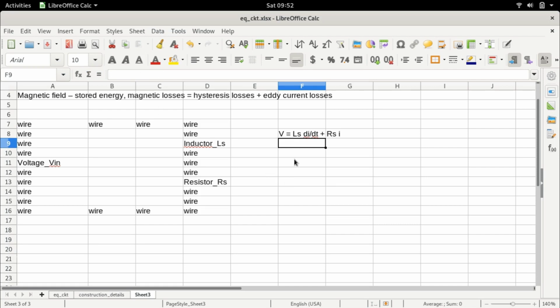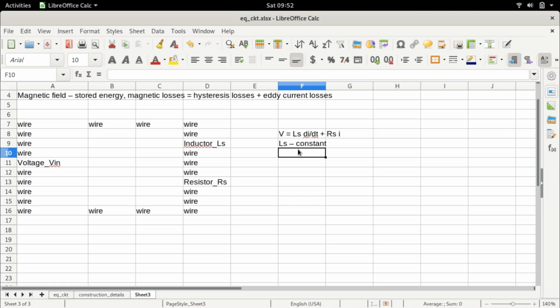Okay, so this is the equation for our induction motor, assuming for now that it's just an inductor. So V is equal to L di by dt plus Rs into I, right? Now here there is a little bit of confusion that we have introduced, or rather we have assumed something. We are assuming here that this Ls is a constant, right?